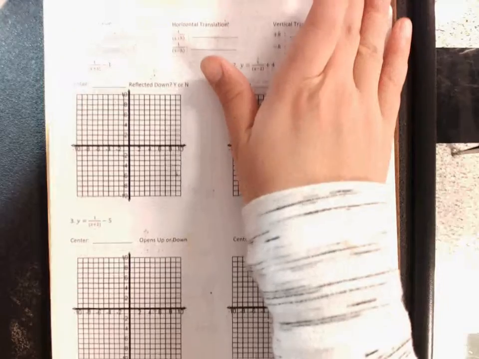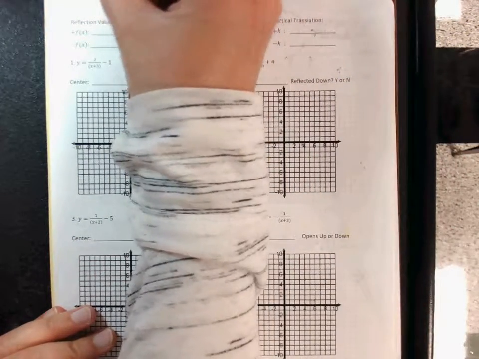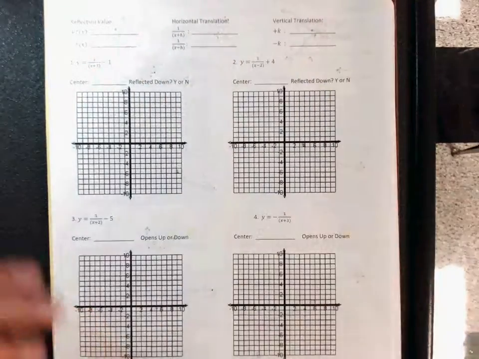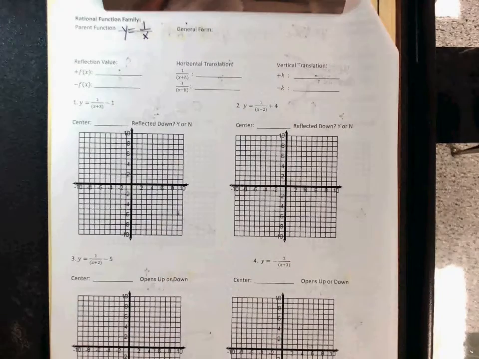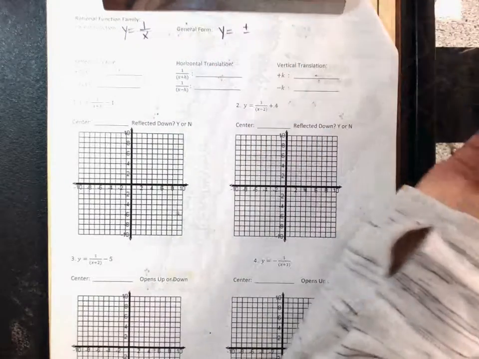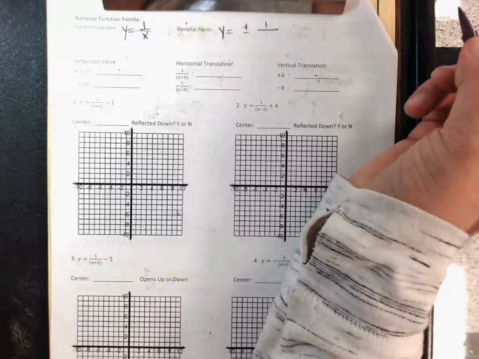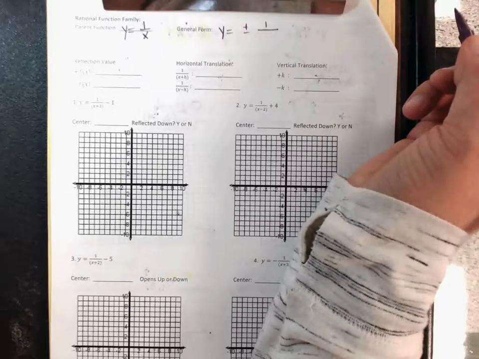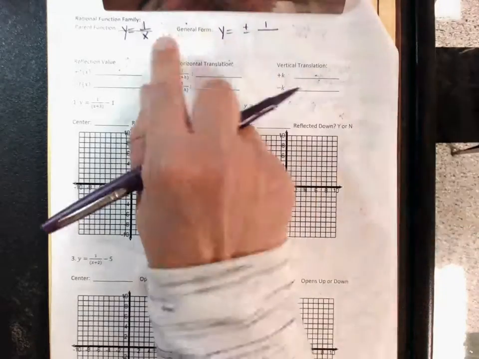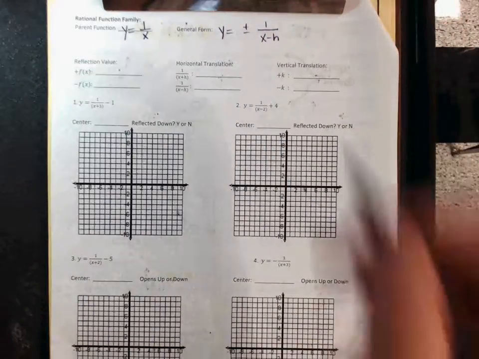One is rationals. Remember, rational means ratio, which is a fraction. So your parent function is 1 over x. It's a fraction where your x is on the bottom. Your general form, y equals, you're going to have a plus or minus, 1 over, and then if I want to put a number with x, I have to put it on the bottom of the fraction where the x is. So if x is down here, my x minus h is going to be on bottom.